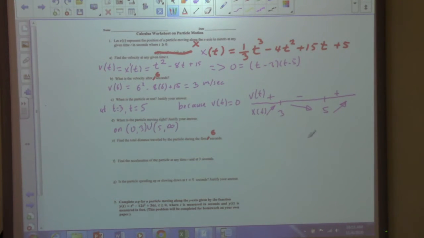Okay, find the total distance traveled by the particle during the first 6 seconds. What do we do for that? So we do a chart, with t and x of t. What are the critical numbers we put down here? 0, 3, 5, and 6.